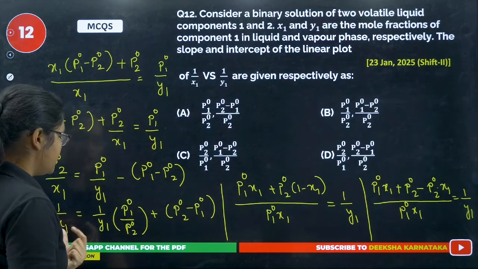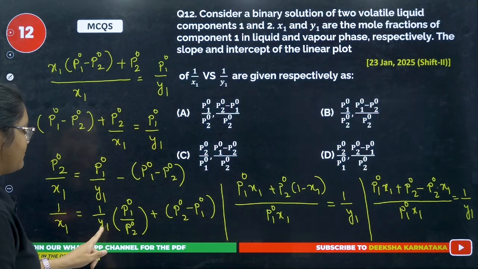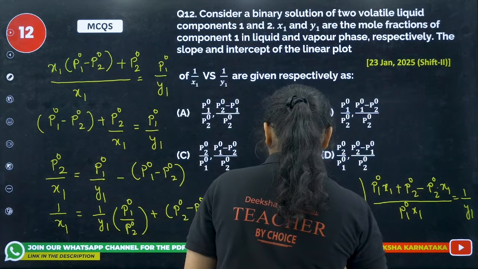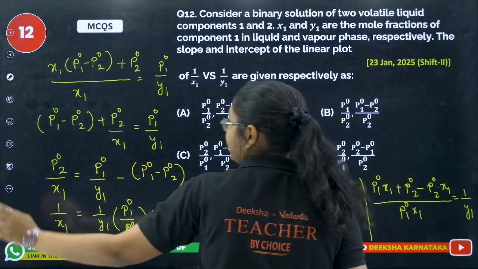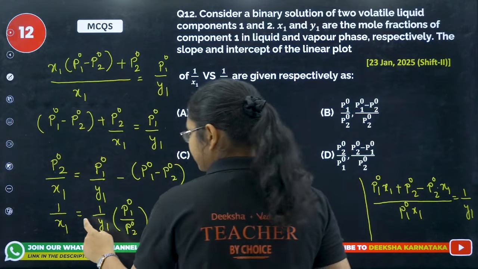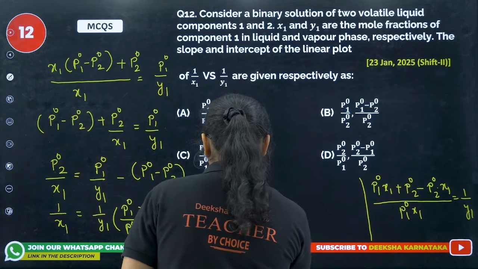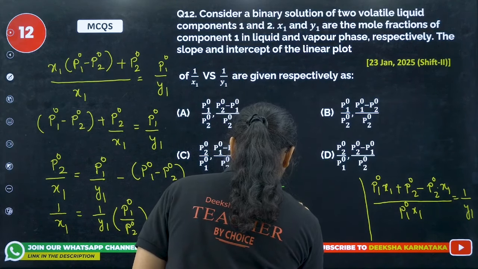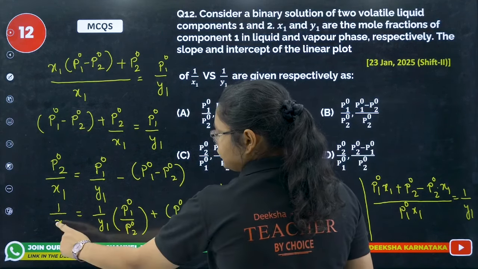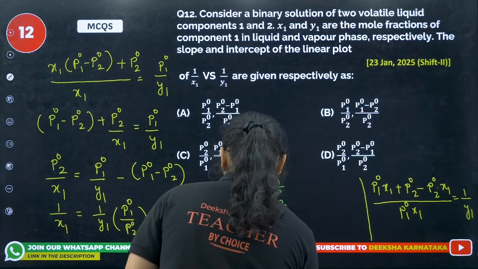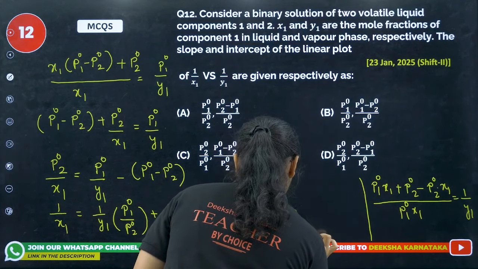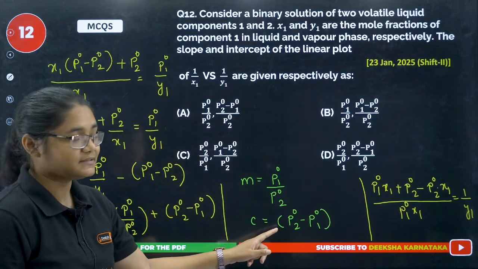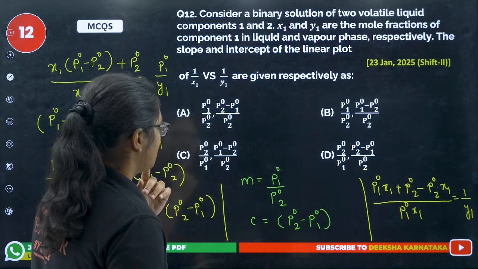Okay, so I have now this equation y is equal to mx plus c. Now if I solve this equation, y is equal to mx, so what is this m here? m is equal to P01 by P02. And what is the c value? P02 minus P01. So this is the slope value, this is the intercept value. So now I can solve this one.